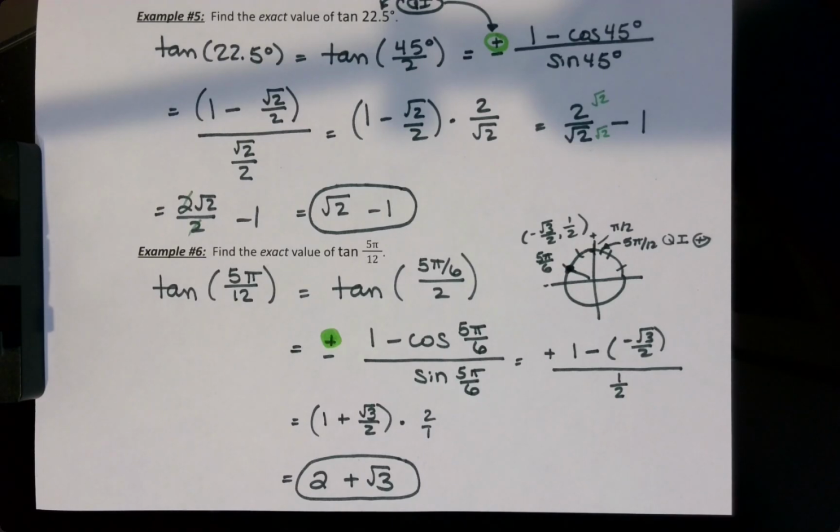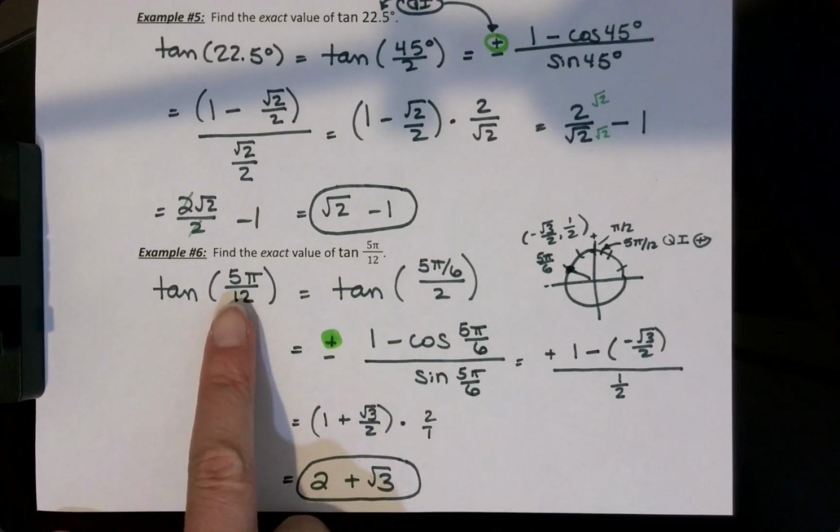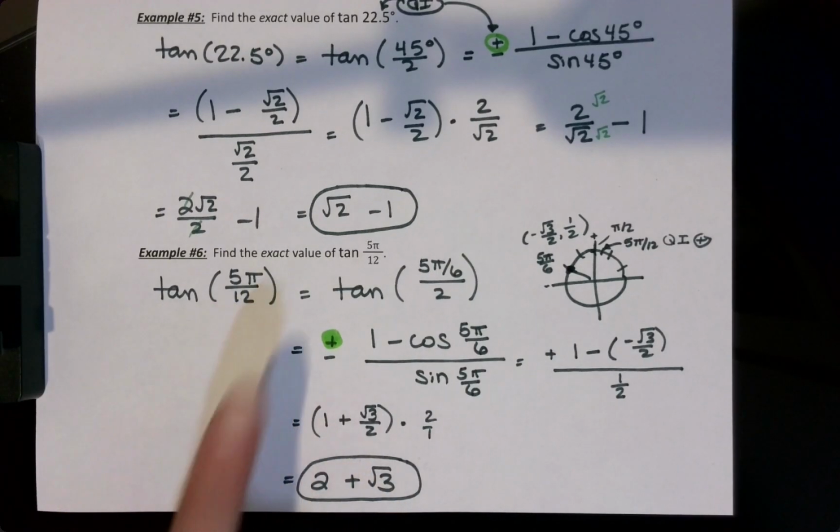Okay. As we mentioned before, it is also completely possible to evaluate the 5 pi 12ths by adding, isn't it, pi 6 and pi 4? So we did that before in the last section. So you could also have used the sum identity for this, or the half angle. They both would give you the same answer.